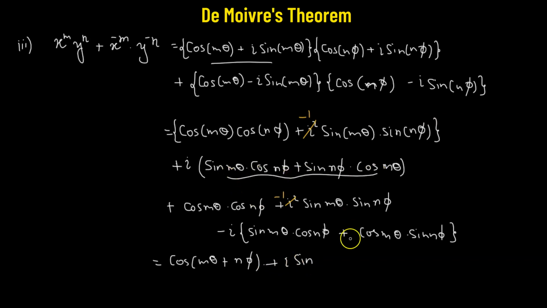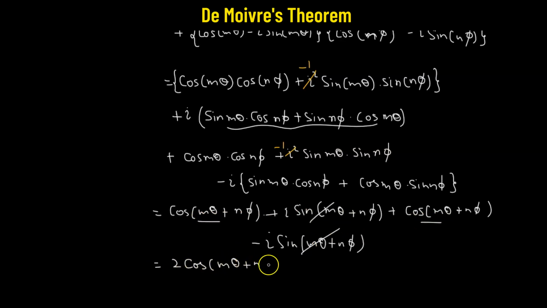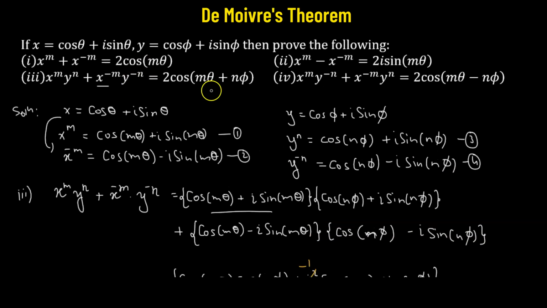So this entire expression is the expansion of sine of m theta plus n phi. So here we have cosine of m theta times cosine of n phi minus sine m theta, so this is the expansion of cosine of m theta plus n phi, plus iota times negative iota times sine of m theta plus n phi. So here the second term and the fourth term cancel out, so we're left with the first term and the third term, which is 2 times cosine of m theta plus n phi. So we have successfully proved part 3 as well. So here in part 3 we have shown that it is 2 cosine of m theta plus n phi.